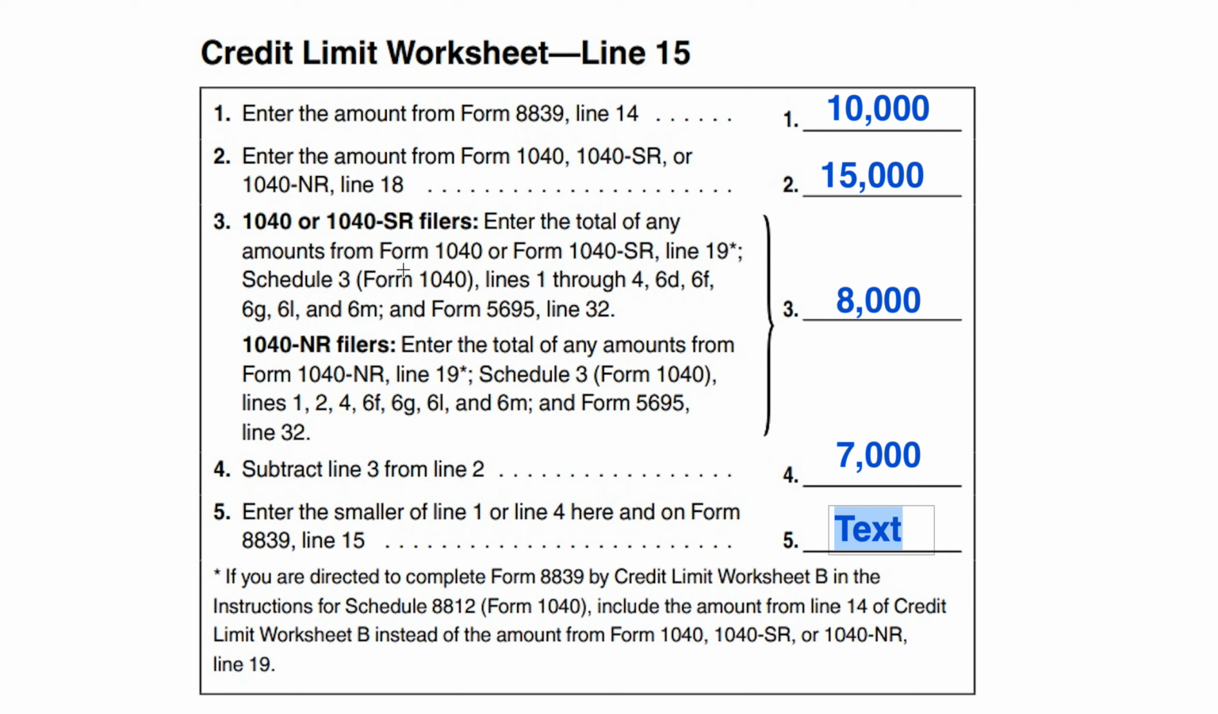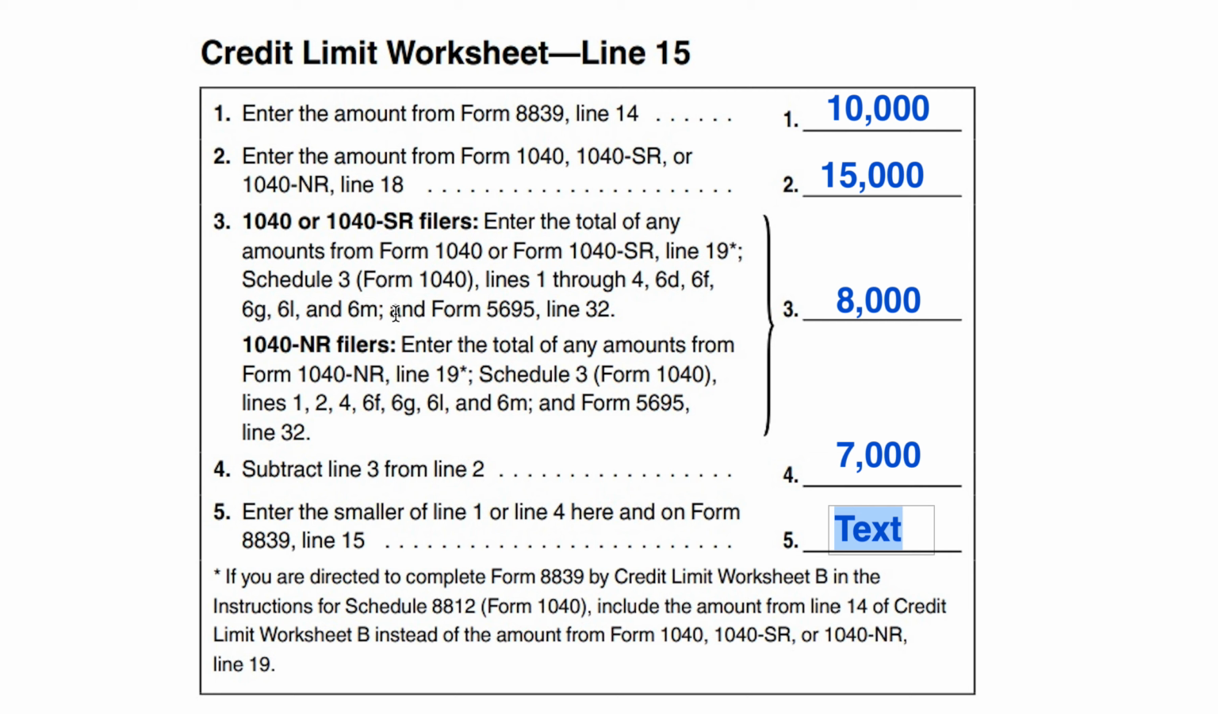And then we've got a lot of tax credits from Schedule 3 because that's where your tax credits are calculated. So lines 1 through 4, 6D, 6F, 6G, 6L, and 6M. So what those are in order, line 1 is the foreign tax credit calculated on IRS Form 1116. Line 2 is the child and dependent care expenses credit calculated on IRS Form 2441.